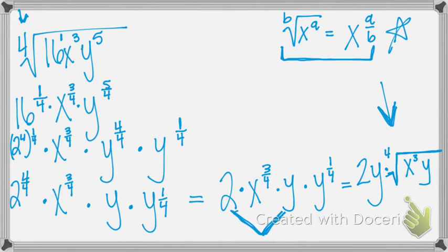Now, if you wanted to totally skip this part right here, you can. You just know that 2 times 2 times 2 times 2 is 16. So you would just know that's a 2. Okay, this is just showing you how you can break it down.